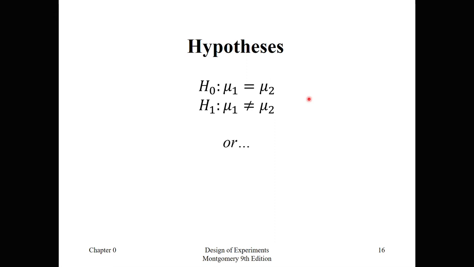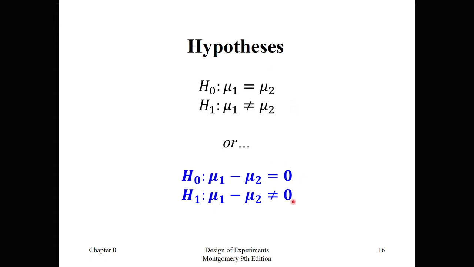Now, this particular set of hypotheses can be written in a second way. Just think about if you subtract mu2 from both sides. If you subtract mu2 from both sides, you get mu1 minus mu2 equals 0. So this is just like algebra 1 stuff, right? Not even, where you're just moving variables around.